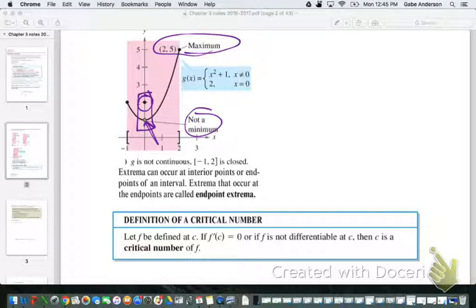So again, it's an existence theorem. We really can't use this to find something. It just explains what may or may not exist.